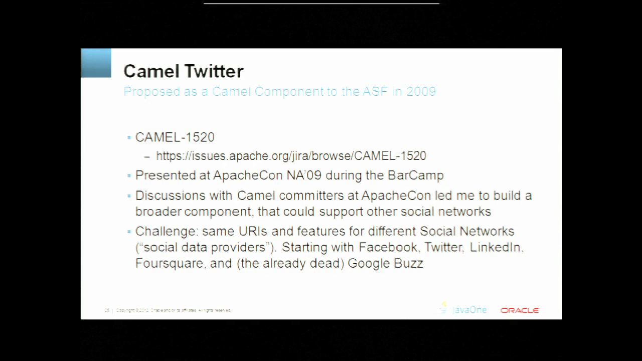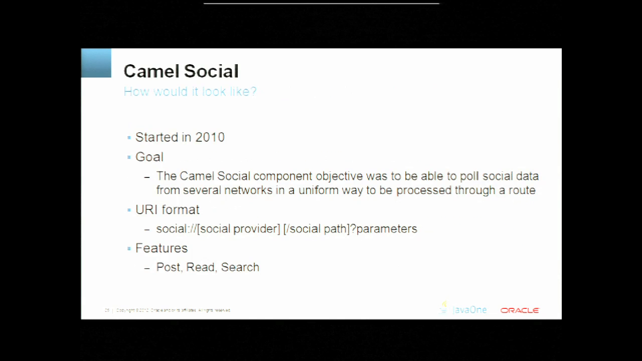I talked to the committers about this idea, and there was a challenge because the committers said, you know what, why just Twitter? Why not every social media? But, you know, I thought, yeah, sure. So I came up with Camel Social. The goal was simple: a component that could get data from any social network. The URL was beautiful, like social, the social provider, and the parameters.